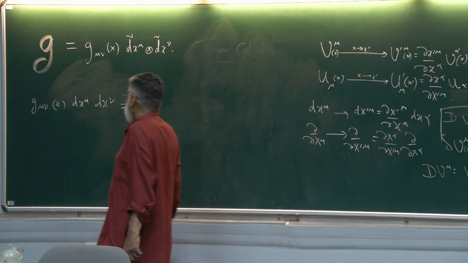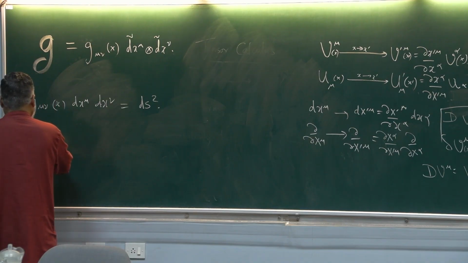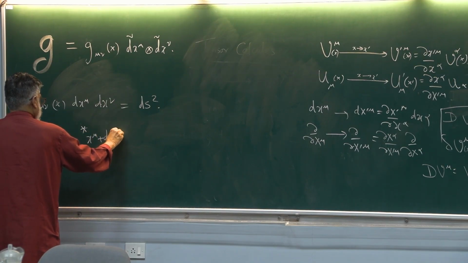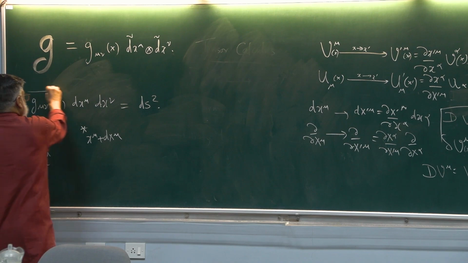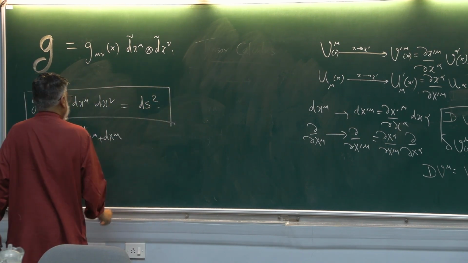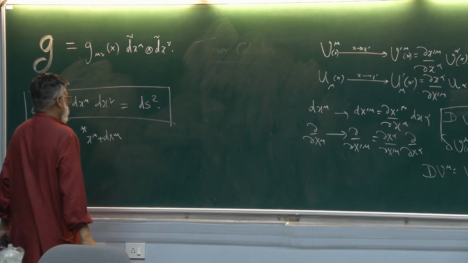So we have two events, x mu and x mu plus dx mu, then a metric is that quantity that gives you the proper distance, square of the proper distance.